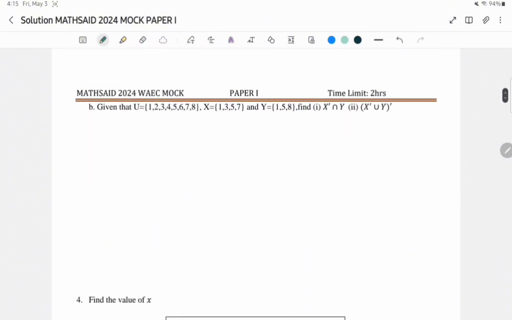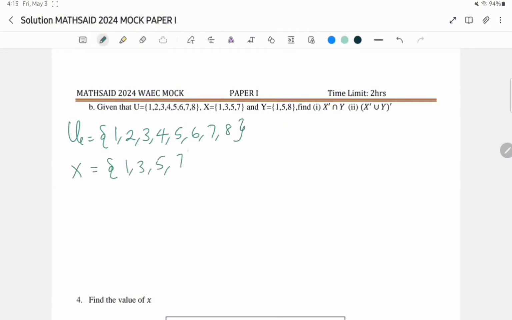For question 3B, we have sets. Given that the universal set U is 1, 2, 3, 4, 5, 6, 7, 8, and X is 1, 3, 5, 7, we are asked to find X complement intersection Y. So let's just quickly find X complement. That is the elements that are in the universal set but are not in X. So that's 2, 4, 6, 8.